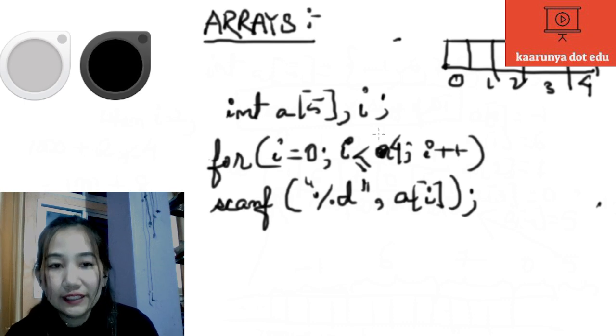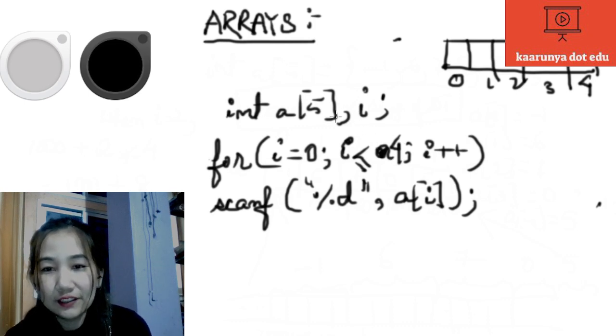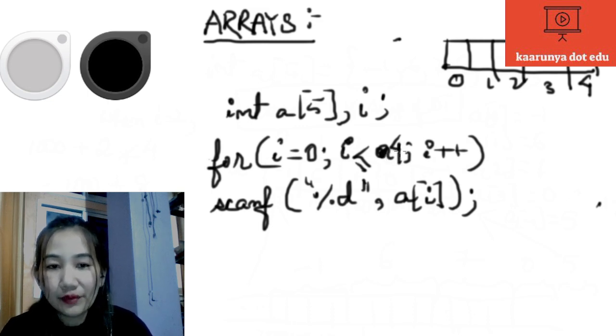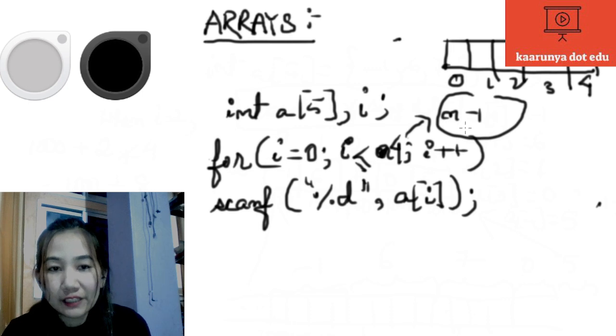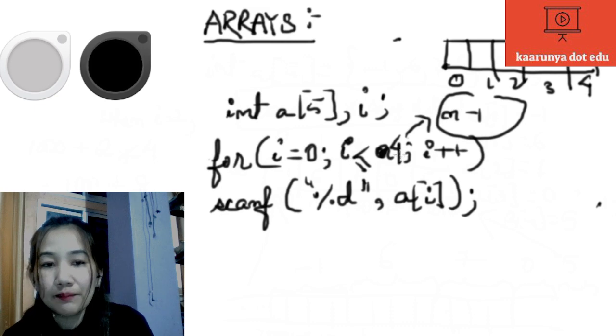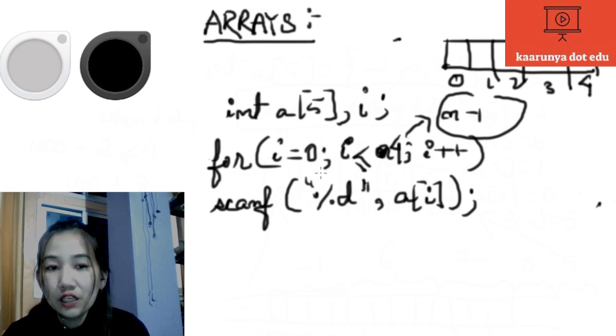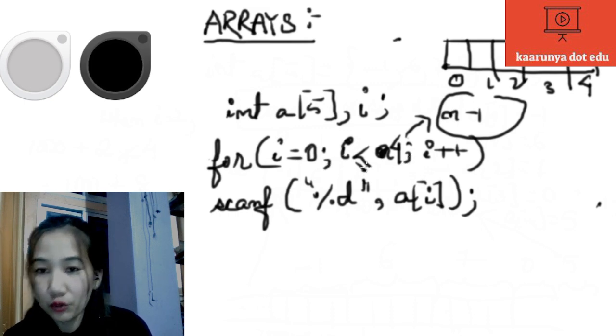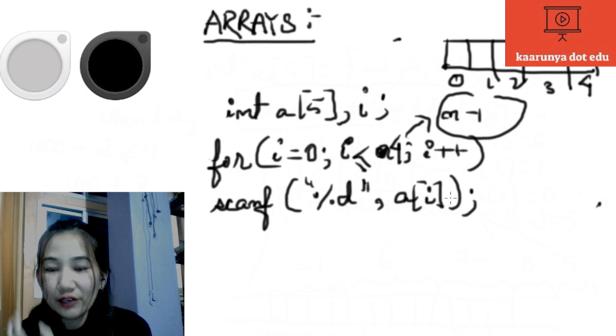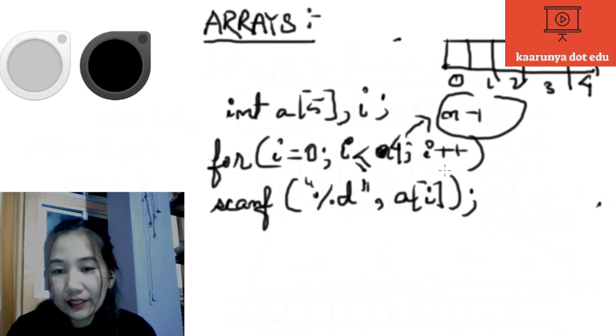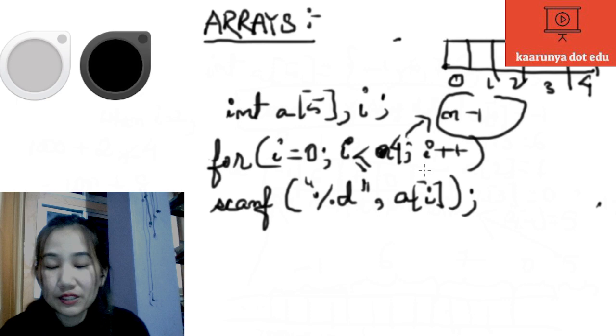I have not taken the value of n, so we will not take n. So it should be less than or equal to 4. Why 4? It means n minus 1. If n is the size, then size minus 1: the size of our array is 5, and 5 minus 1 is 4. That is the reason why I have written 4 here. So our loop is going to go from 0 to 4, that is a of 0, a of 1, a of 2, a of 3, and a of 4. And you can enter any value of your choice using your keyboard.